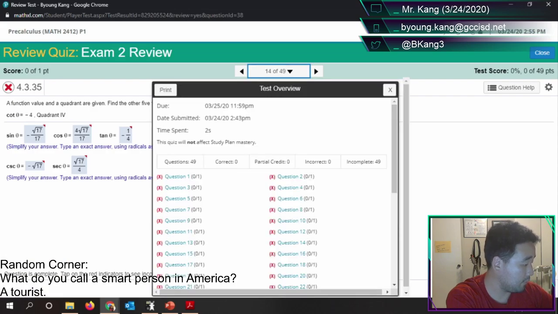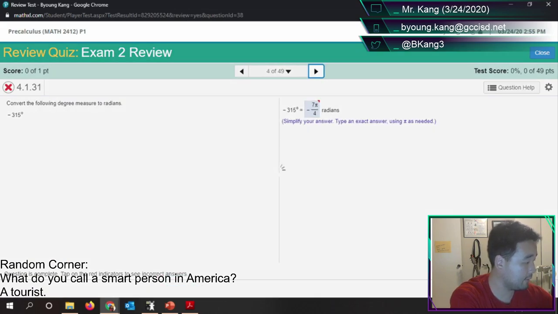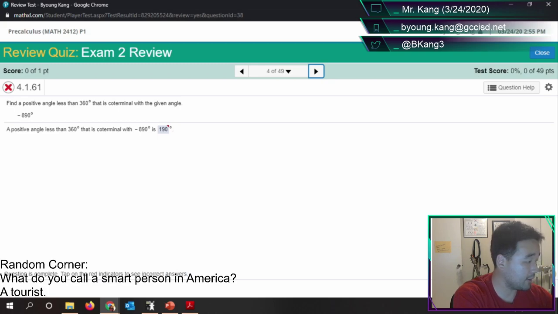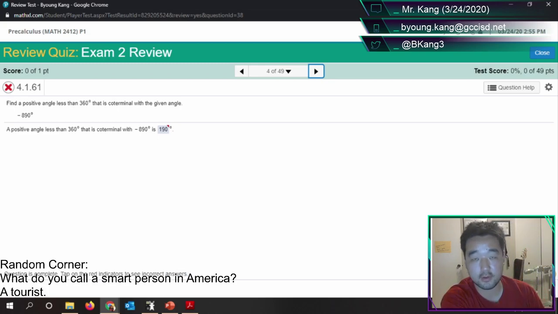Where were we before number 14? We're back here. A lot of these are going to be pretty quick. Coterminal angles, remember the concept of angles is that you can add or subtract either 360 degrees or 2 pi radians as many times as you want, and you're still going to be facing the same direction. So for this one, you add 360 a bunch of times until you land on an angle between 0 and 360.